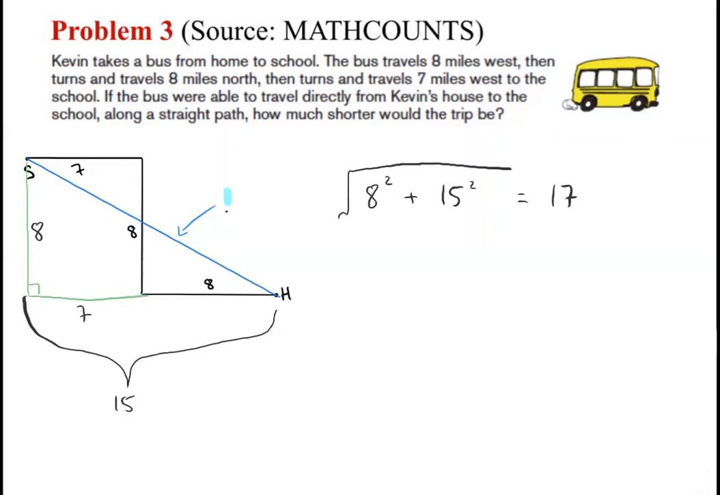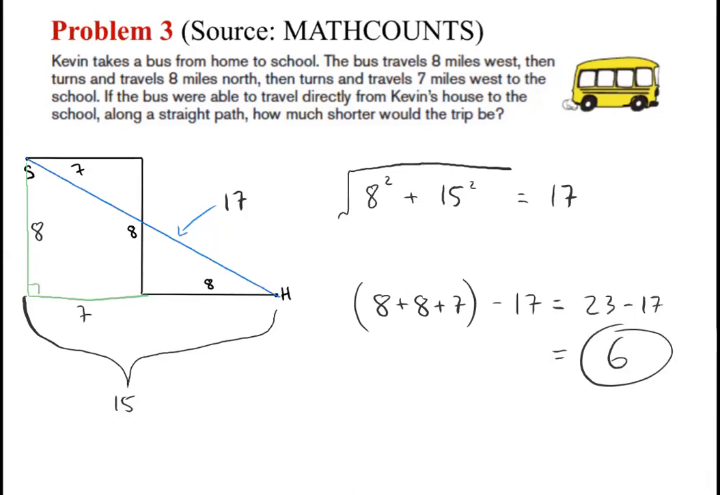So the straight path, the blue line, is 17 miles long, and we want to find out how much shorter the trip would be. So we have to total up the route that his bus takes, which is 8 plus 8 plus 7, and then subtract 17 from that. So that will give you 23 minus 17 equals 6. So your answer is 6.